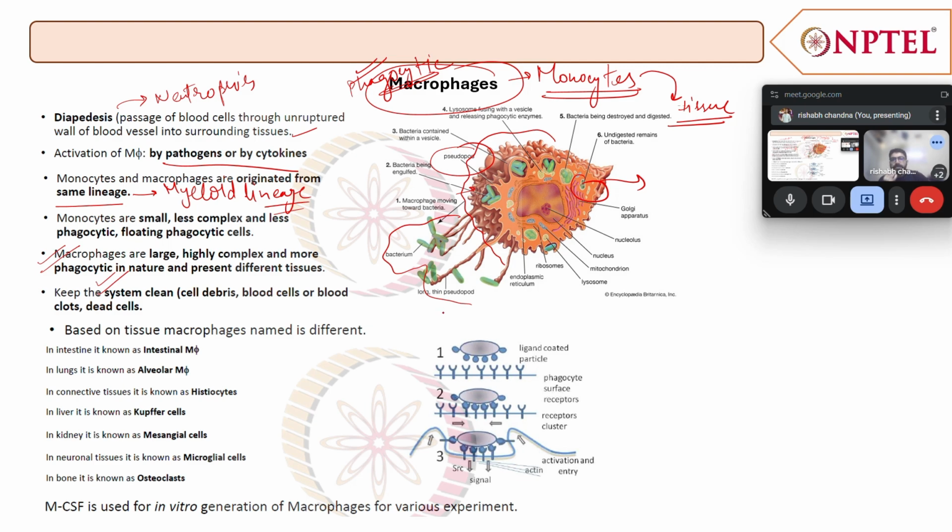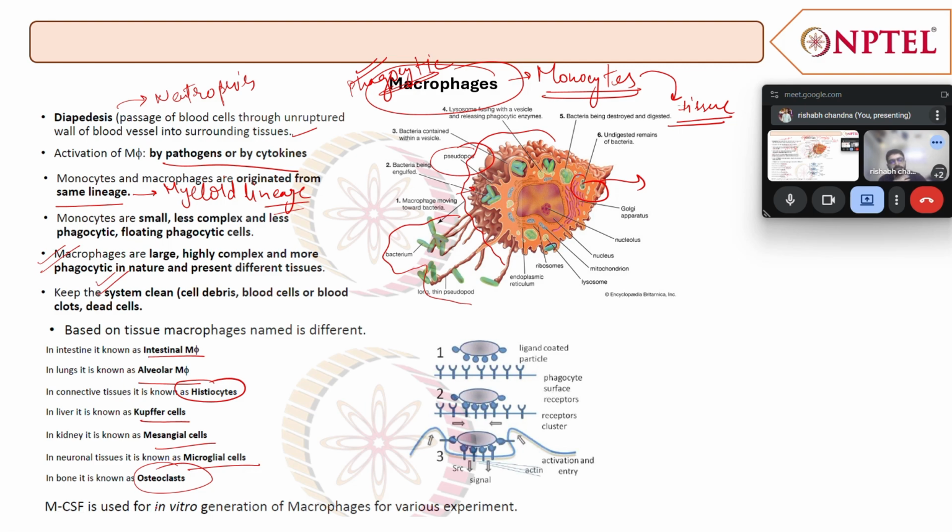Okay, these macrophages, when they enter different tissues, are named differently. Okay, so in intestine, it is called intestinal macrophages. Lungs, it is called alveolar macrophages. In connective tissues, it is called histiocytes. In liver, it is called Kupffer cells. Kidney, mesangial cells. Neuronal tissue, it is called microglial cells. In bone, it is called osteoclast.